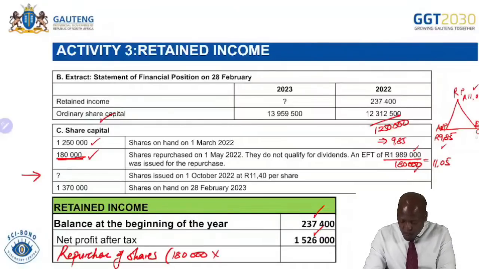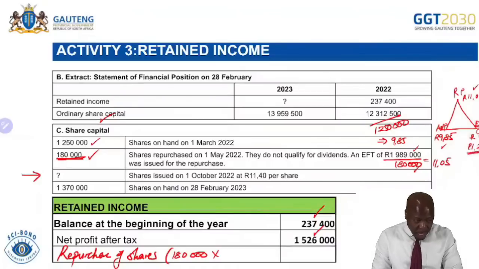The difference is what goes into your retained income. So we say 11 rand 5 cents minus 9 rand 85. It gives you 1 rand 20. 1 rand 20 is what we bring into the retained income.